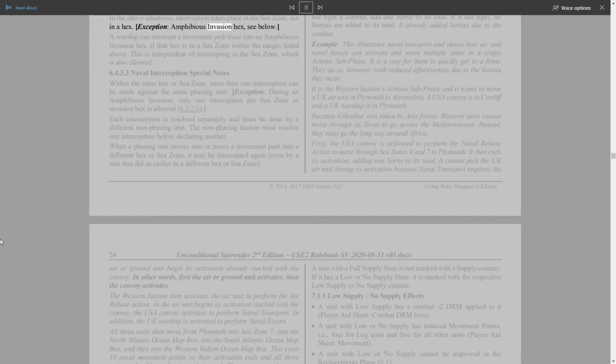Exception, Amphibious Invasion Hex, see below. A warship can intercept a movement path trace into an amphibious invasion hex, if that hex is in a sea zone within the ranges listed above. This is independent of intercepting in the sea zone, which is also allowed.